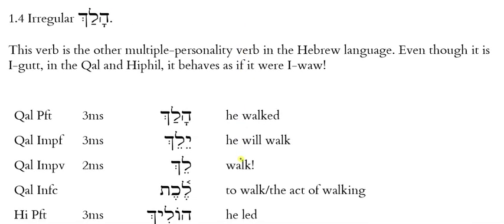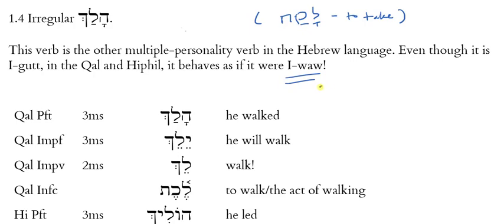The last thing is that the verb halach is an irregular verb in this way. We had the verb lakach. Remember, lakach, to take, was a verb that had a multiple personality problem. Okay, it thought it was a one nun verb even though it's a one lamed verb. And halach is another multi-personality verb in the Hebrew language. It is one guttural. It's got a hey for root 1, but in the Cal and Hifil stems, it behaves as if it were a one-vav verb.